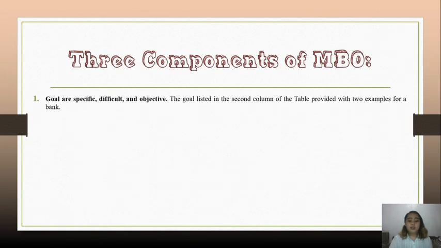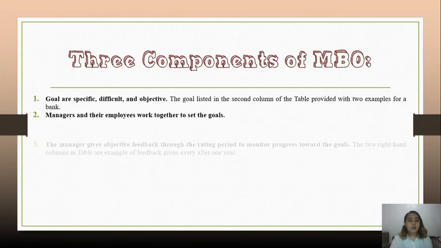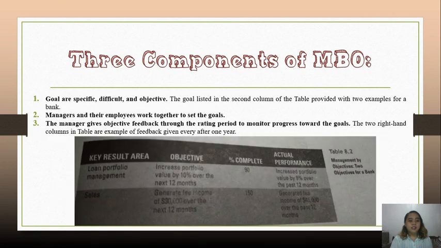There are three components of MBO. First is goals are specific, difficult, and objective. The goals listed in the second column of the table are provided with two examples for a bank. The manager and their employees work together to set the goals. And the manager gives objective feedback through the rating period to monitor the progress toward the goals. The two right-hand columns in the table are examples of feedback given after 1 year.